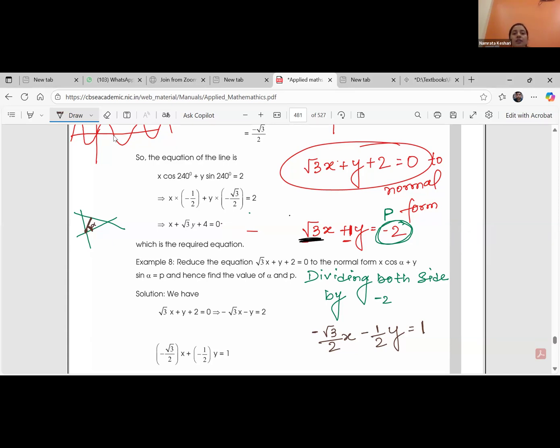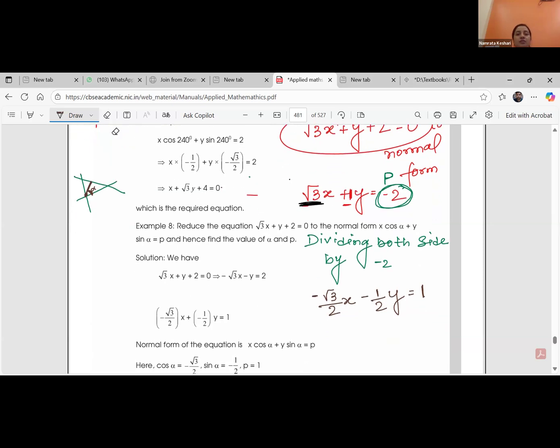For writing the given equation in the normal form, the given equation is root 3x plus y plus 2 is equal to 0. What are we trying to do? We are trying to create the format x cos alpha plus y sin alpha is equal to p. So here root 3 is there. We are trying to write it in terms of cos alpha. Here the coefficient of y is 1. We are trying to write it in the form of sin alpha. Okay, but we realize that we are not getting such a value.